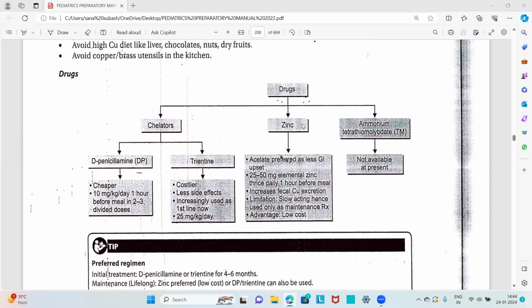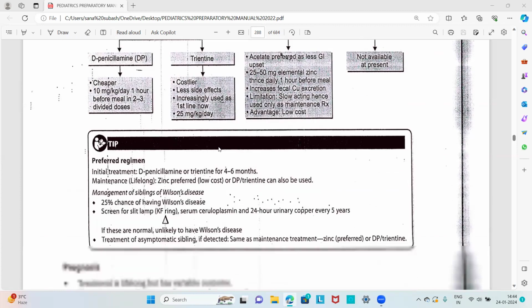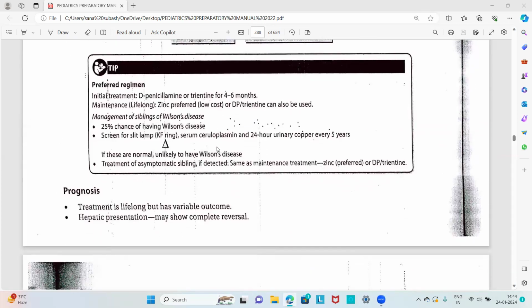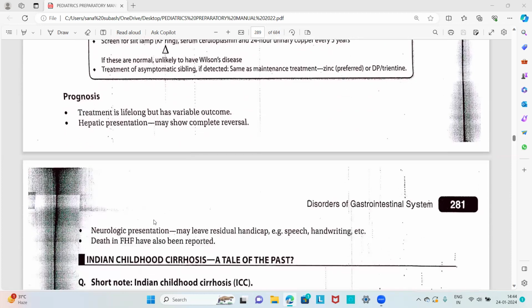We also have to supplement zinc because it increases fecal copper excretion. Ammonium tetrathiomolybdate is not available at present, so it is not used now. Usually the chelators like D-penicillamine and trientine, and also zinc, are used. The treatment is lifelong but has variable outcome. Hepatic presentation may show complete reversal. A neurological presentation may leave residual handicap, for example in speech, handwriting, etc.